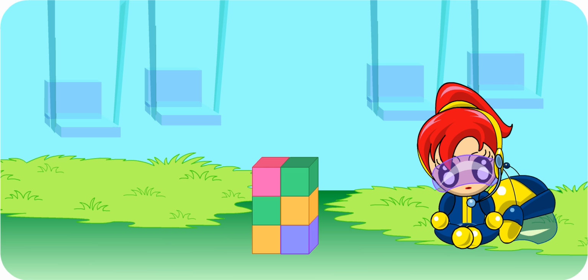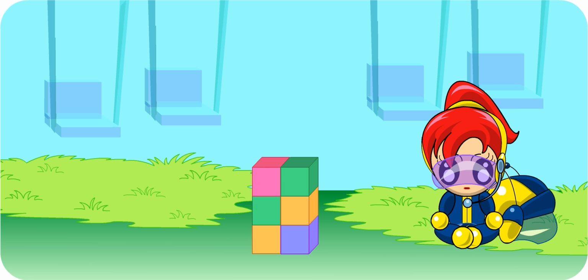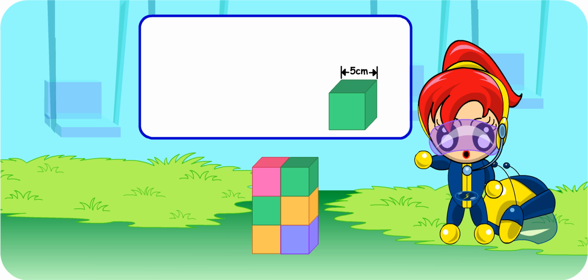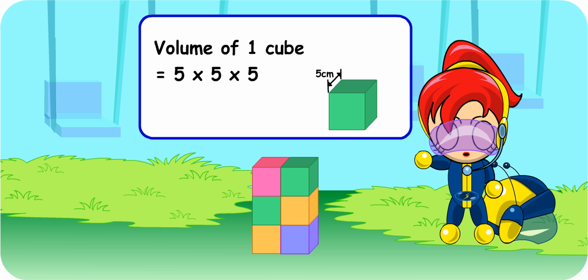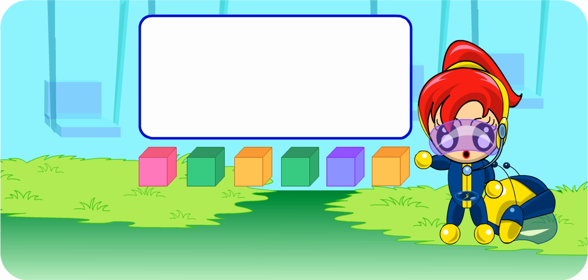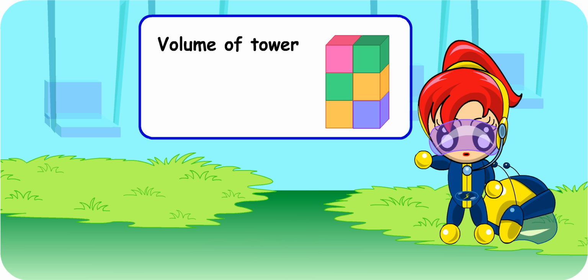Good. Can you show us how you find the volume of the tower that you have built? The edge of each cube is 5 centimeters. The volume of each cube is 5 centimeters times 5 centimeters times 5 centimeters, which gives 125 cubic centimeters. I used 6 cubes to build the tower. Hence, the volume of the tower is 125 times 6, which is 750 cubic centimeters.